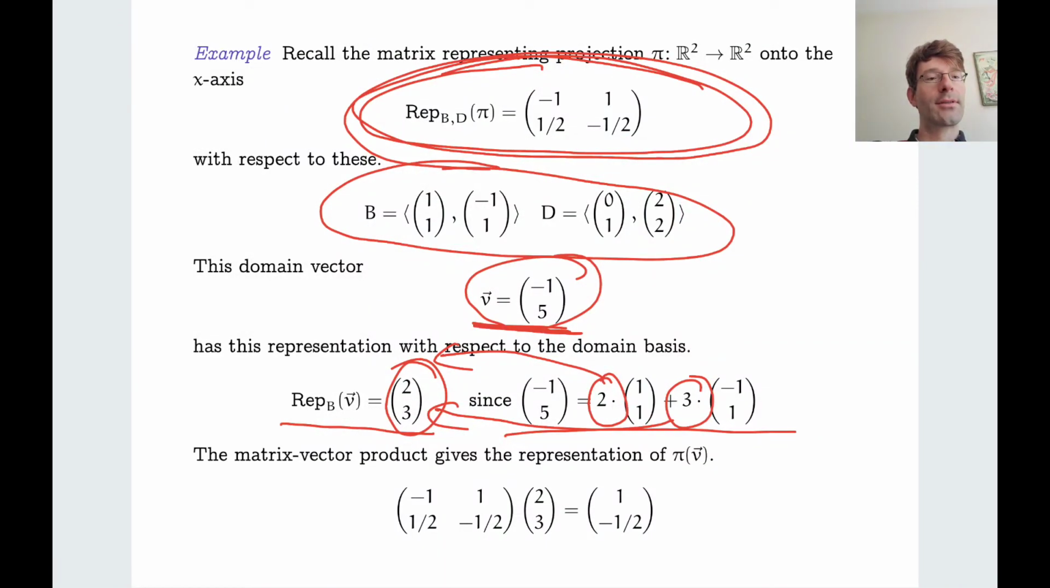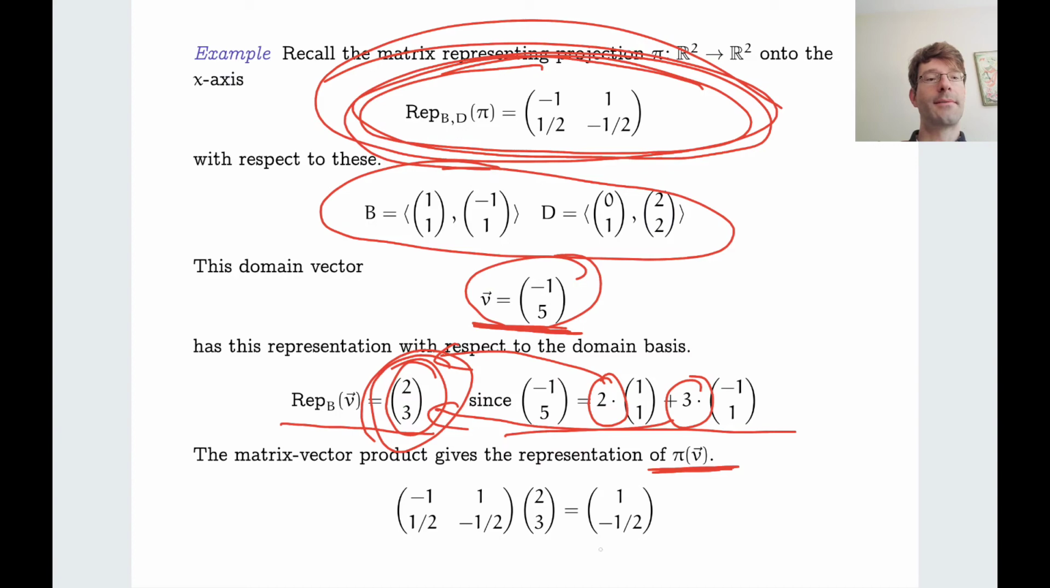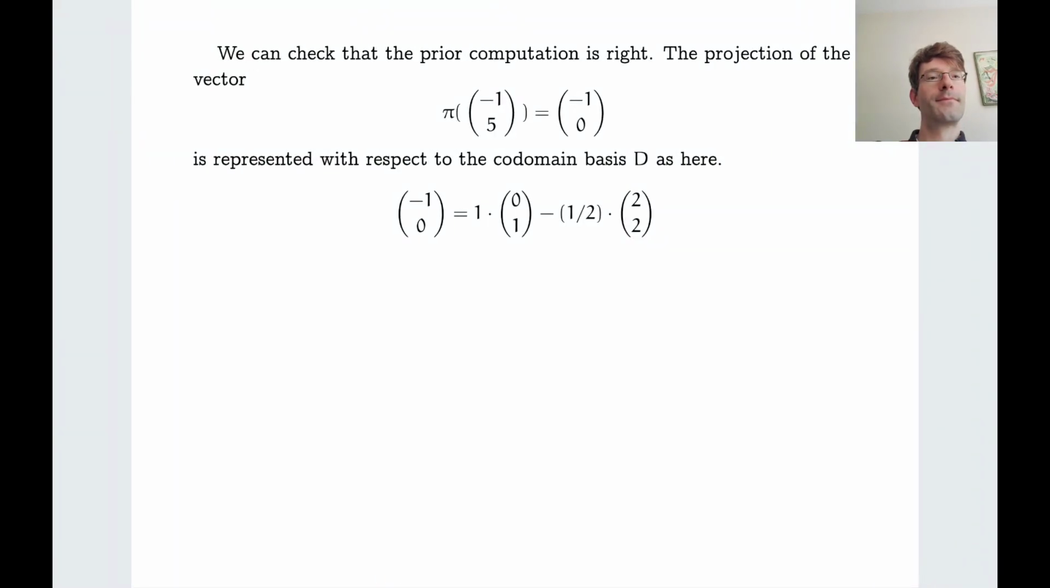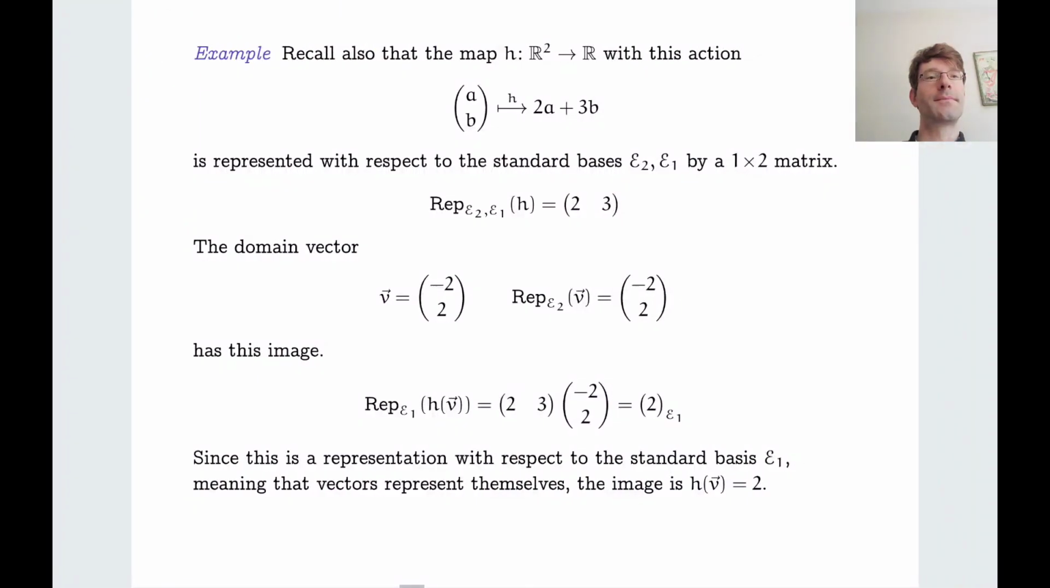And now in order to get a representation of the image of V under pi with respect to the output basis, we can simply multiply this matrix with this vector. So that vector here, 1 and minus 1 over 2, is a representation of pi of V with respect to the output basis D. Here's the numerical verification.